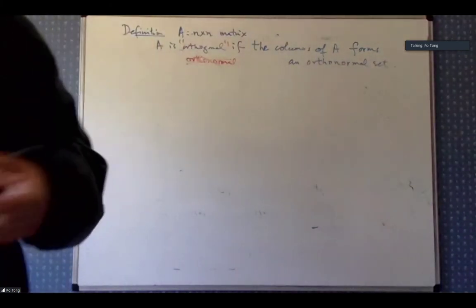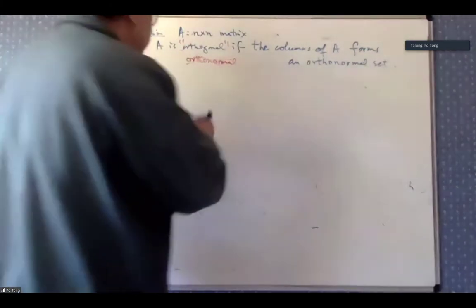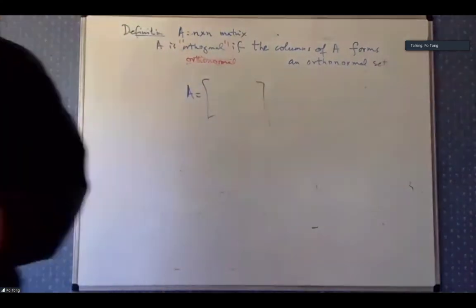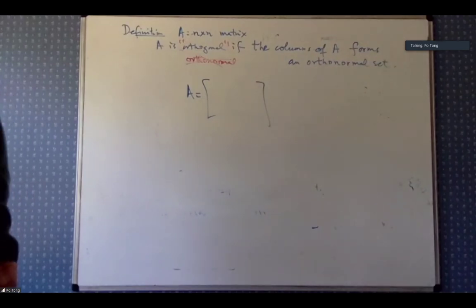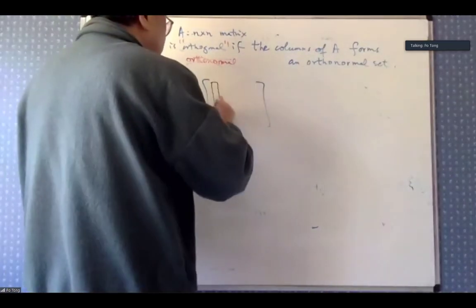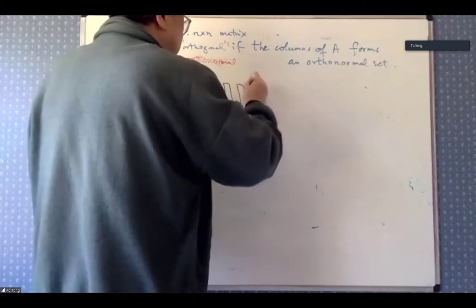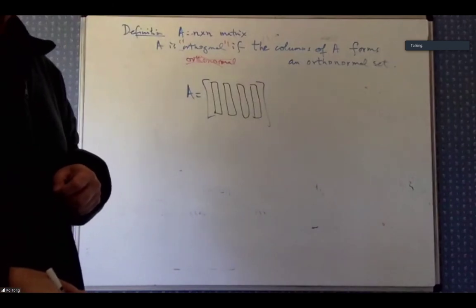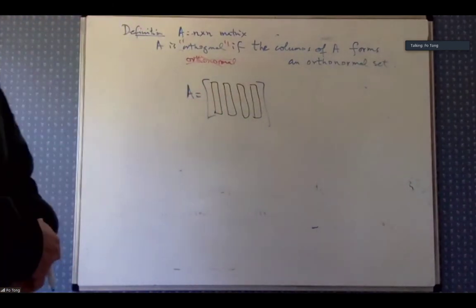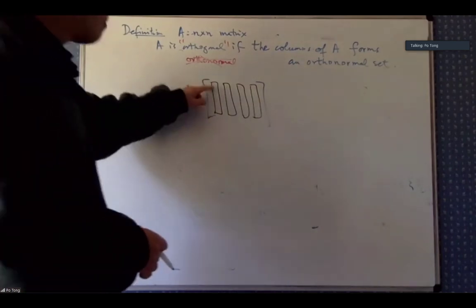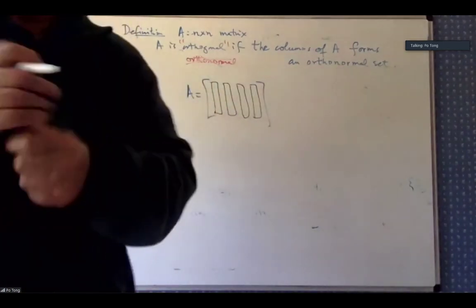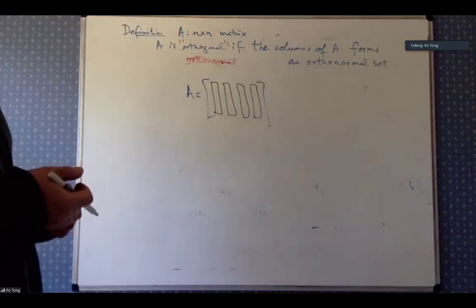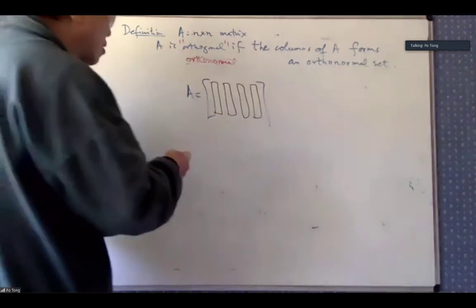Now, what does that mean? That means if you have an A here, all these columns are perpendicular to each other. Okay, they are perpendicular to each other. And also the magnitude of each of these is 1. The magnitude of this is 1. Now let's take a look at A transpose A.